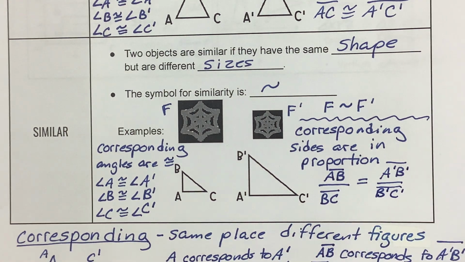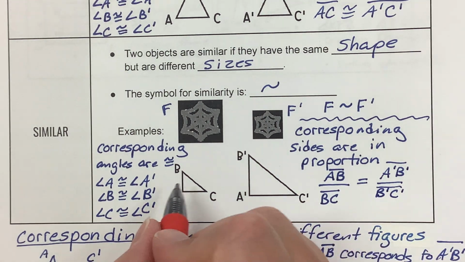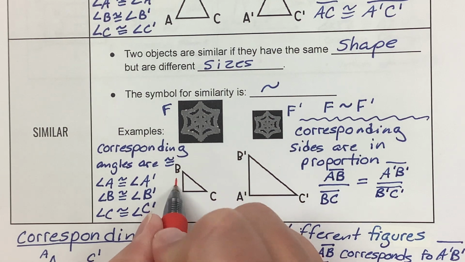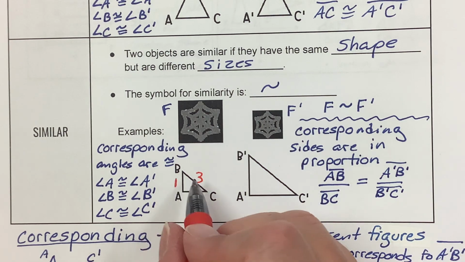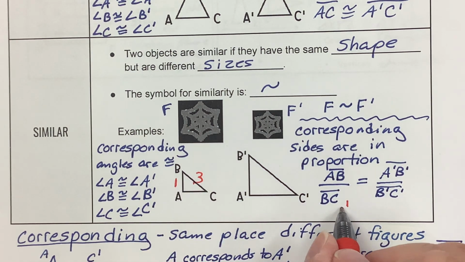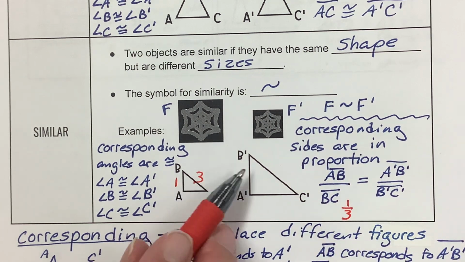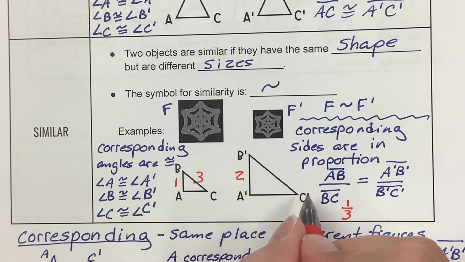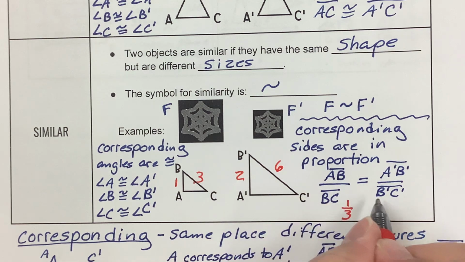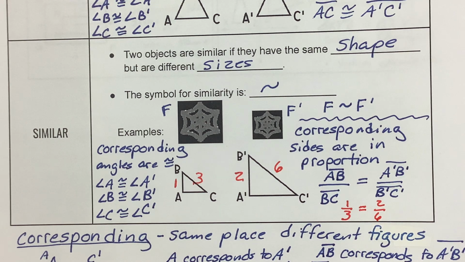What are you talking about, Bono? Okay, let's look at this. I'm going to say that from A to B is 1, and from B to C is 3. So this AB over BC is 1/3. Now, A prime to B prime is 2, and B prime to C prime is 6. Look at that. Is that equal? Is 1/3 equal to 2 over 6? You know that it is, so those sides are in proportion. And on to the next.